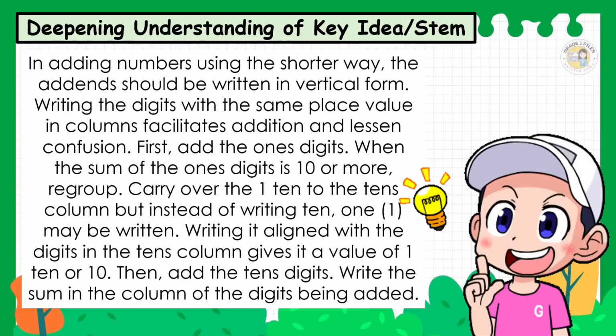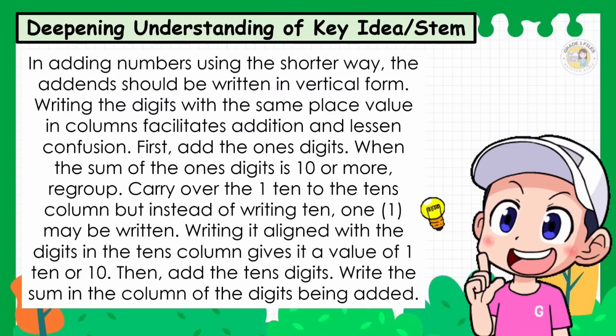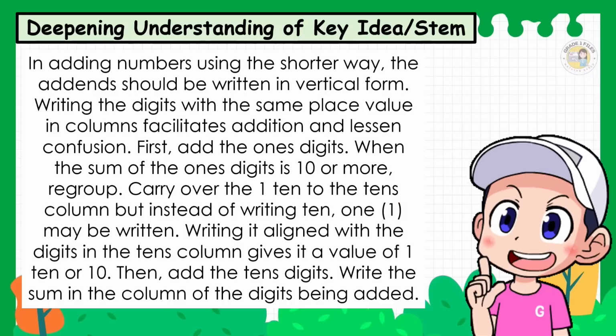In adding numbers using the shorter way, the addends should be written in vertical form. Writing the digits with the same place value in columns facilitates addition and lessens confusion. First, add the ones digits.